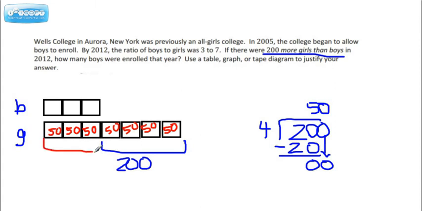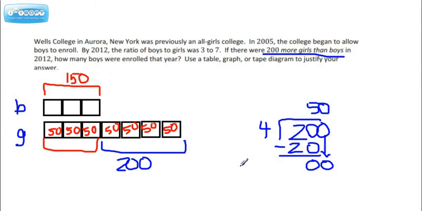Now if we take a look at how much we have here, isn't that going to be the same thing that we would label for the boys? This is going to be 50, this is going to be 50, and this is going to be 50. So what that means is that we can conclude that the sum of these 3 boxes would be 150.